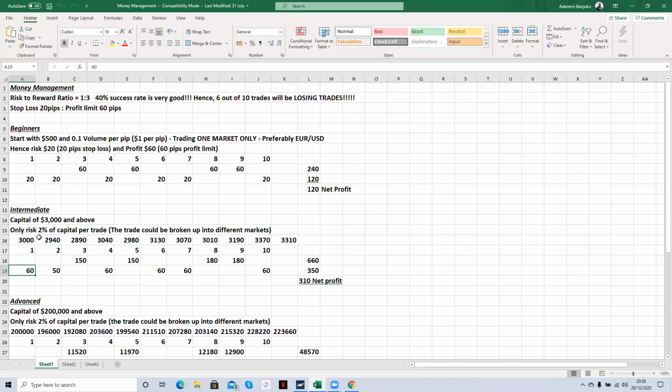So let's start with this 60. For example, you now want to trade with 3,000 pounds or dollars. You work out 2% of 3,000. So 2% of 3,000 is 60. That means you can afford to lose $60 on that trade. So now that you've worked that out, you then go to trade. That's the first thing you want to work out: how much you can afford to lose on that trade. So we've now worked out we can afford to lose 60 pounds.